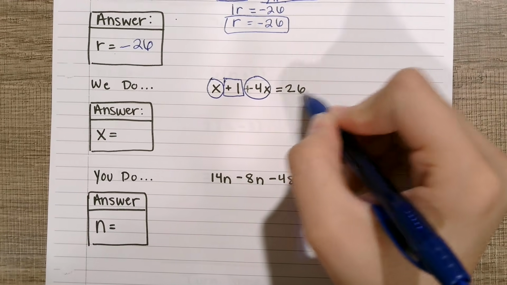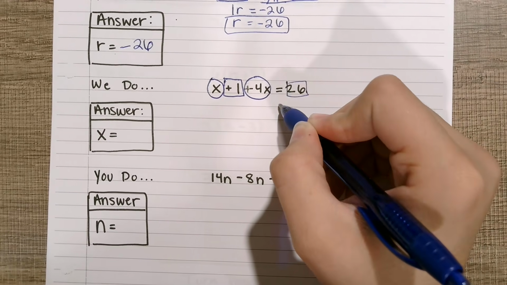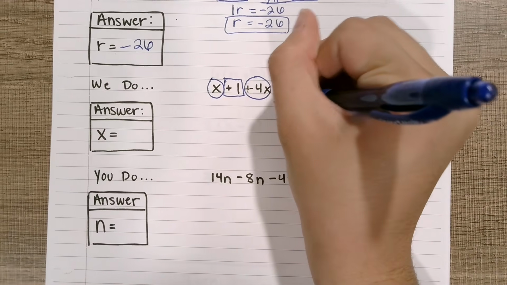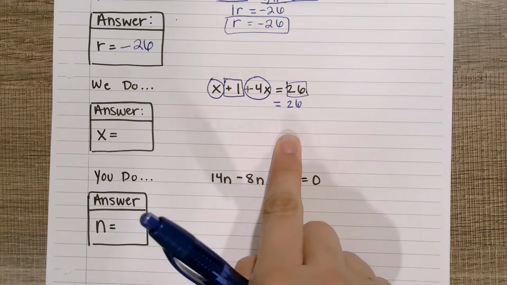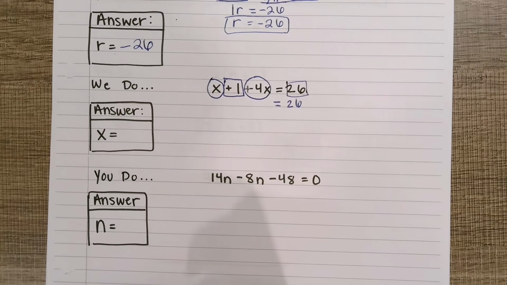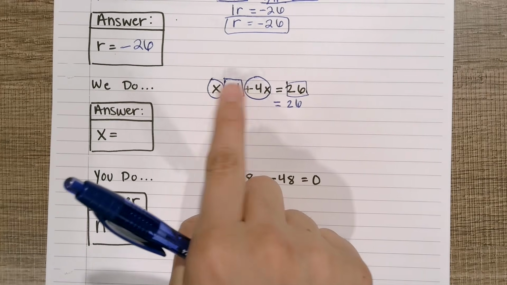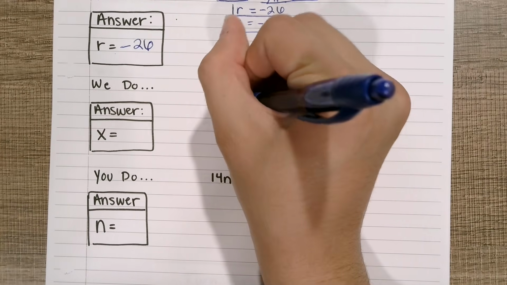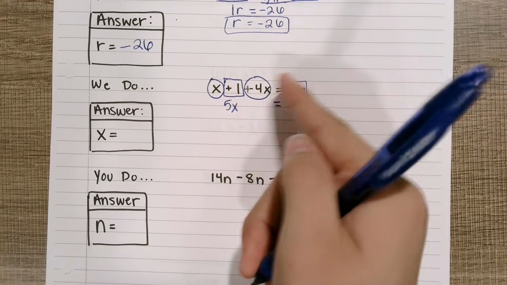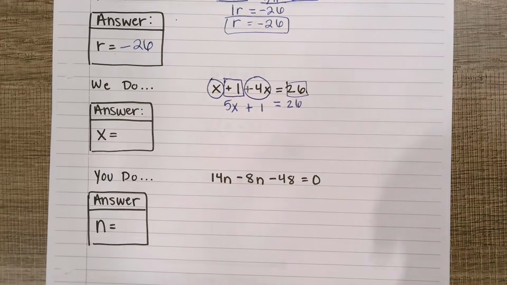Well, on this side of the equal sign, it's just one constant, so everything can just come down as is on the right. Let's combine like terms on the left. Well, x plus 4x would be 5x, and bring down that plus 1.